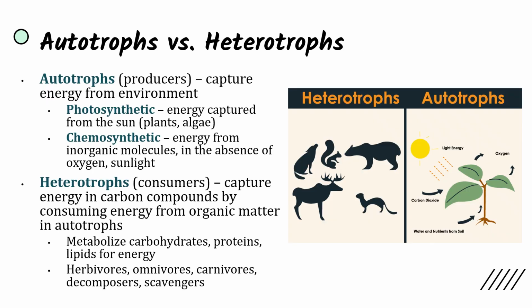Alright, so now we have to talk about how within the biosphere all of this matter actually cycles. And we're looking at both autotrophs and heterotrophs here. Autotrophs are the producers in the environment. They capture energy from the environment and then form it into chemical energy that can be used.